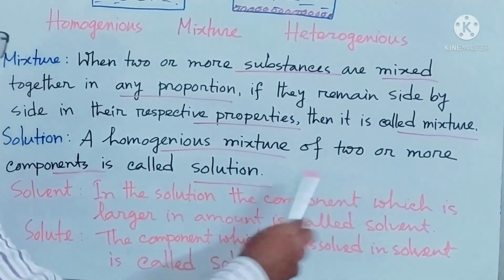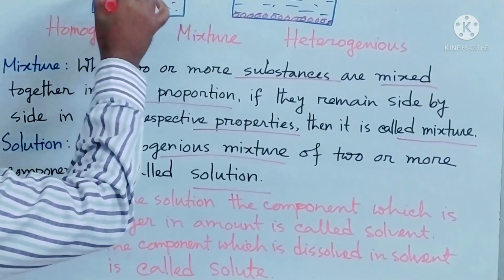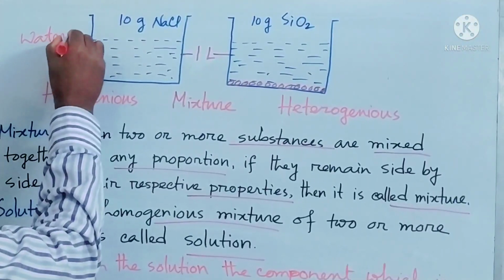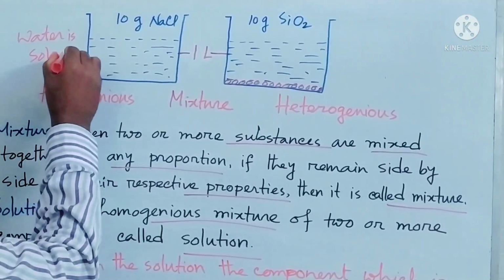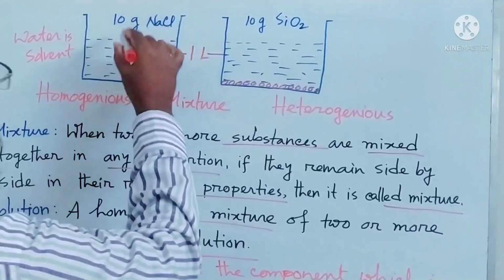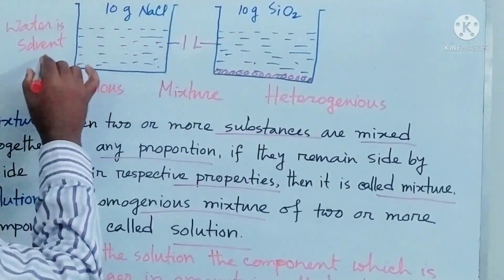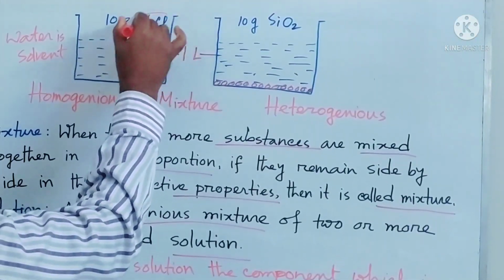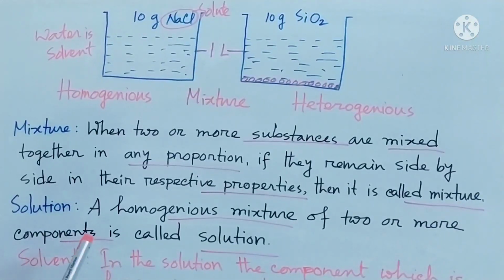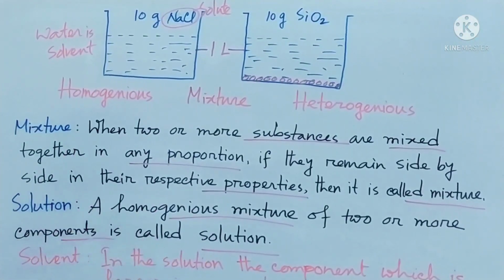In the solution, the component which is larger in amount. So in this solution, water is larger in amount. That's why water is the solvent. And sodium chloride is the component which is dissolved in the solvent. Sodium chloride is dissolved in the water. So for this reason, sodium chloride is the solute. Then we have understood what is solvent, what is solute. Okay.